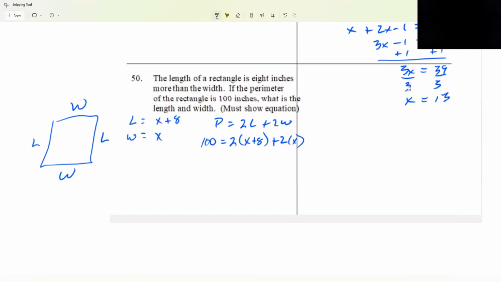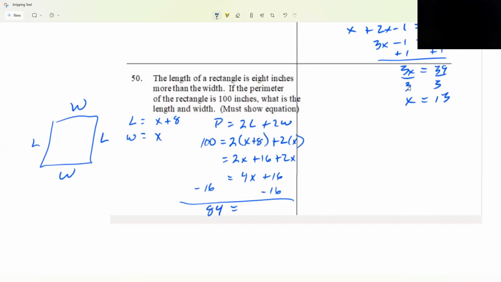Now you just solve it like a linear equation. So distribute, you've got 2x plus 16 plus 2x. Combine stuff, you get 4x plus 16. Let's get x by itself. Subtract 16, subtract 16. You're going to get 84 is equal to 4x. Divide by 4, divide by 4. You're going to get x is equal to 21.